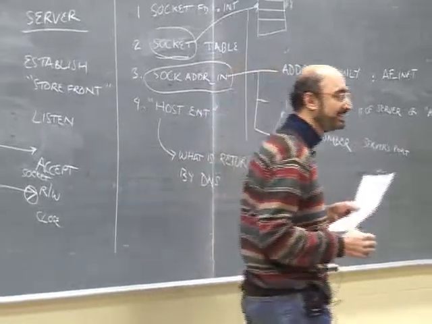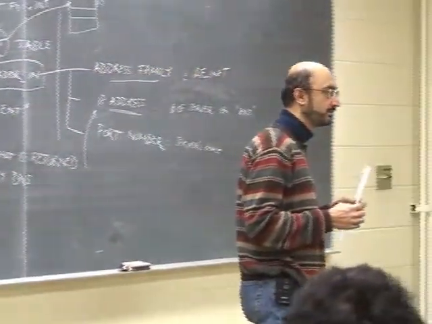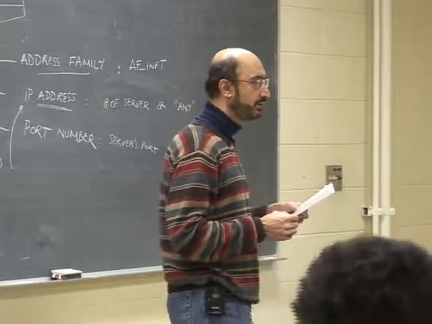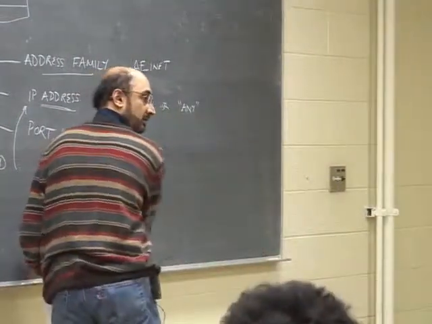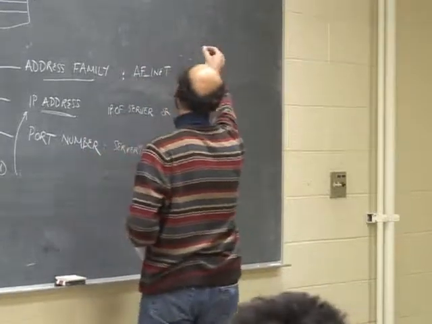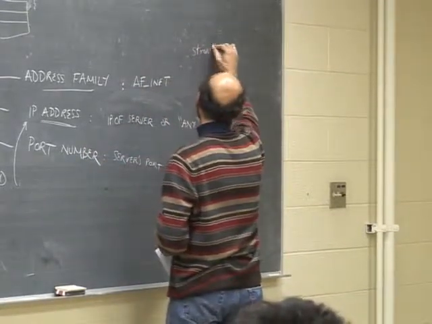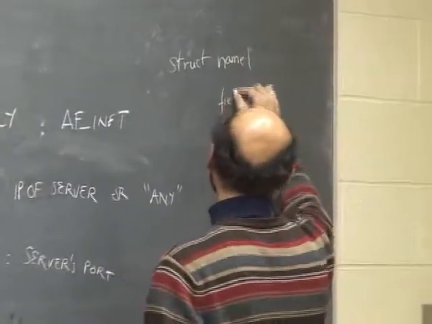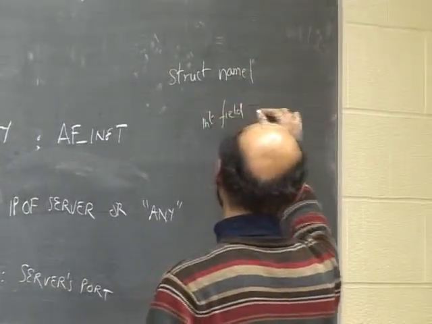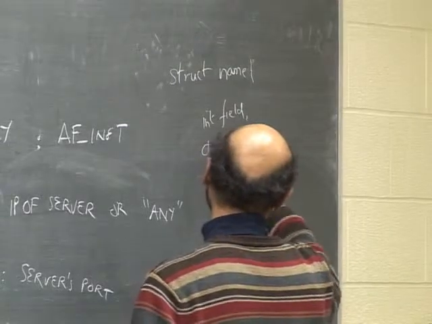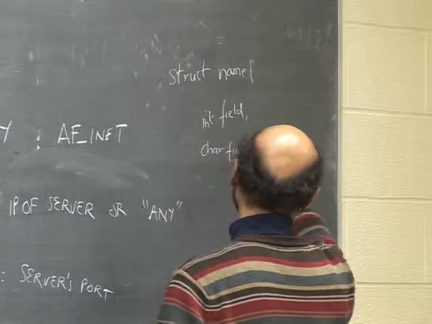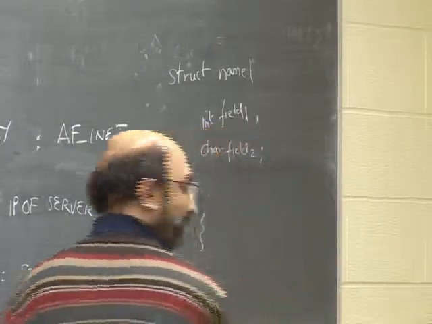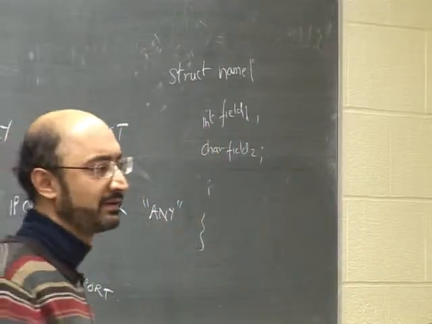What does the structure mean? A struct is like an object. A struct has a name, and then it has field 1, like int, field 1, char, field 2, etc. And so that's a structure, it's an object, right? It has some elements in it, like an object does.